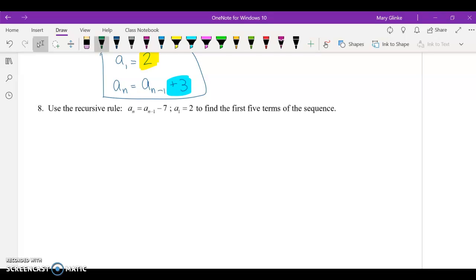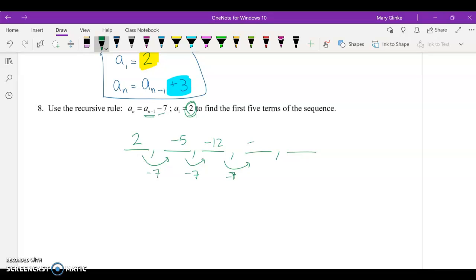And in our last example here, we want to find the first 5 terms of the sequence. With this, you can tell it's the recursive rule because it has this n minus 1. It's kind of nice because it's already telling us where we're starting, so we know the first term already. To get to the next term, I have to subtract 7. So 2 minus 7 is -5. The -5 minus 7 is -12. -12 minus 7 is -19. And minus 7 one more time is -26. These would be the first 5 terms of the sequence.